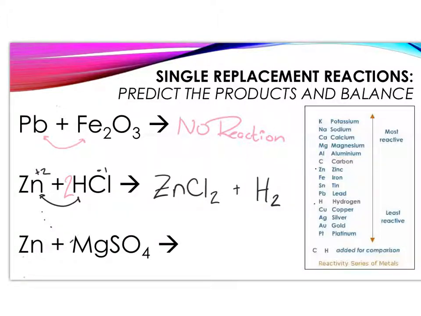The next example, we have our zinc and our magnesium. Zinc should be higher on the activity series than magnesium in order for this reaction to take place. You can see that zinc is over here and our magnesium is over here. Because zinc is lower on the activity series, again, this will result in no reaction.